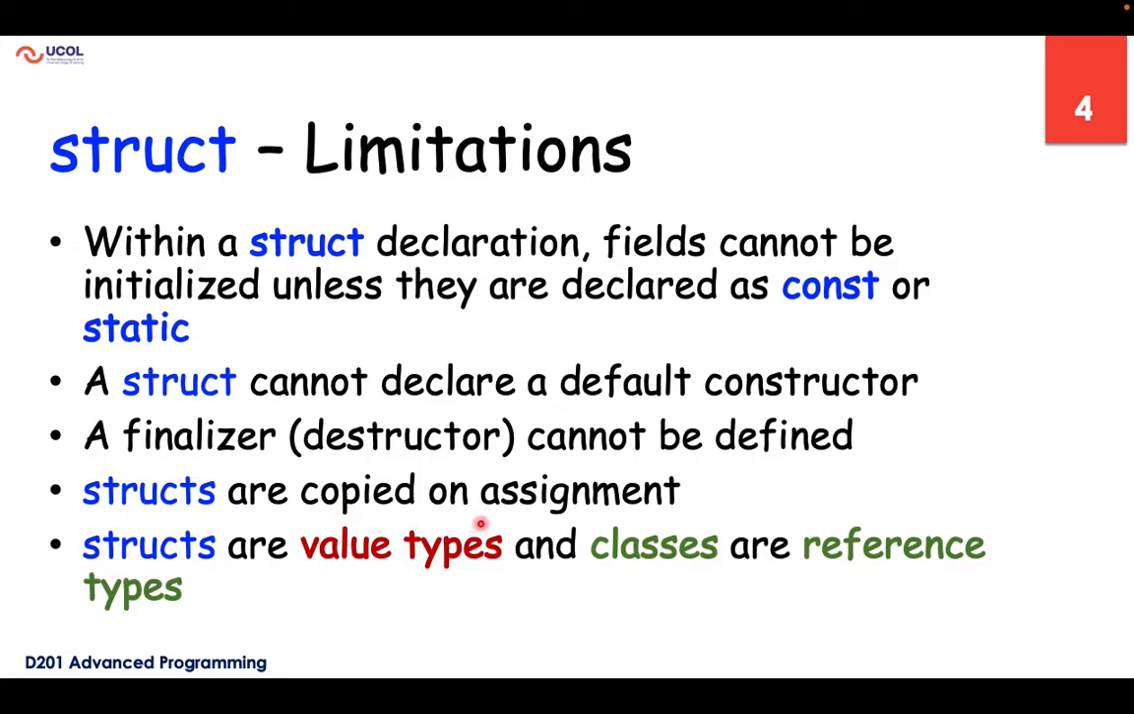Structures are copied on assignment. Whenever we are assigning one variable of structure type to another, it will make a copy of that particular value and then assign it to the new variable. Structures are value types and classes are reference types. So these are a few limitations and differences between structures and classes.